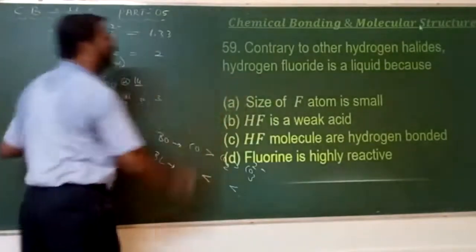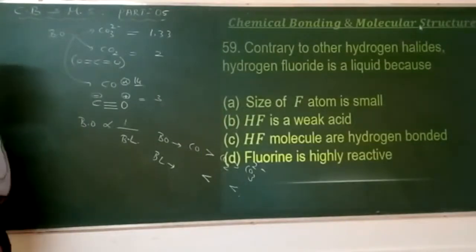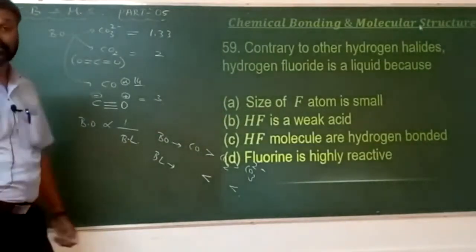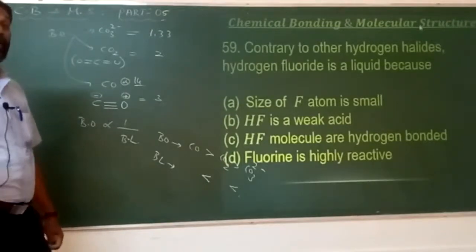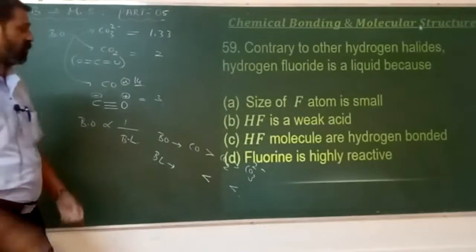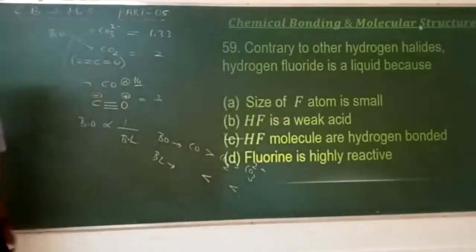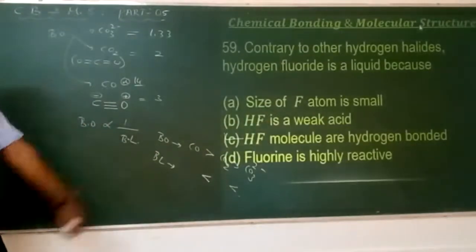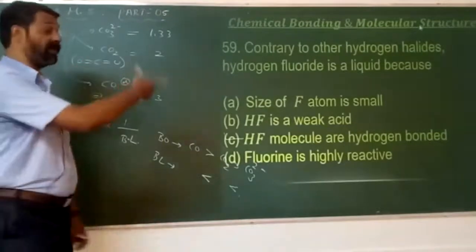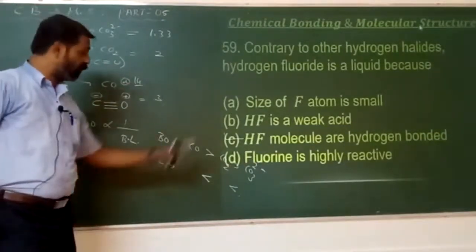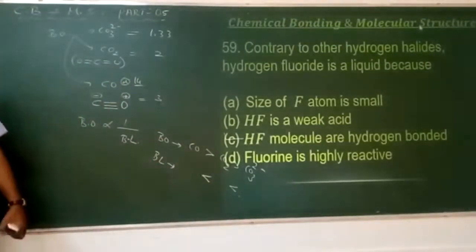Next, contrary to other hydrogen halides, HF is found to be a liquid. All the hydrogen halides are gases except HF. Why? Because of a very strong reason: there is strong hydrogen bonding, such that the molecules get close to each other. That closeness changes the gaseous nature of HF to the liquid nature, like water. Therefore, HF molecules are hydrogen bonded. Okay.